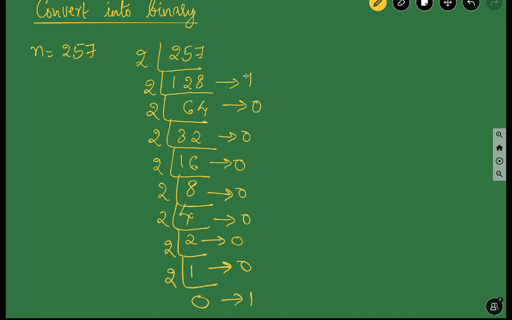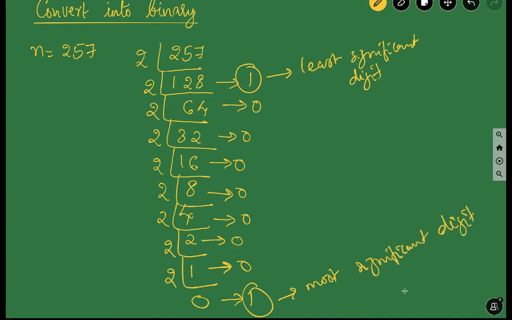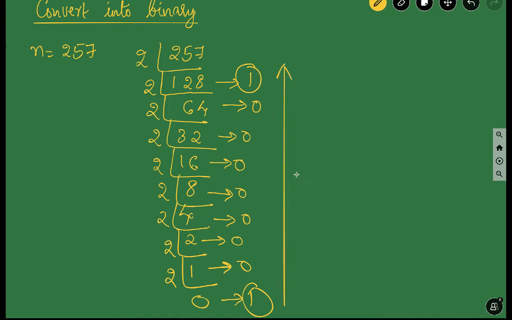And as we have observed in our algorithm, we know that 1 here, which is the remainder we obtained in the first division, will be the least significant digit in the binary representation, and this 1, the remainder in the last division, will be the most significant digit in the binary representation of our number. So we will need to write these numbers in the reverse order, that is in the upward direction. Thus we obtained the binary representation of 257 as 1 0 0 0 0 0 0 0 1. That will be 7 zeros after 1, and then the least significant digit 1. We can write 2 as a subscript here to denote that the number is in its base 2 representation.